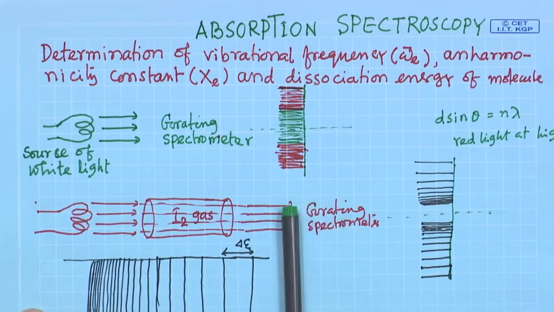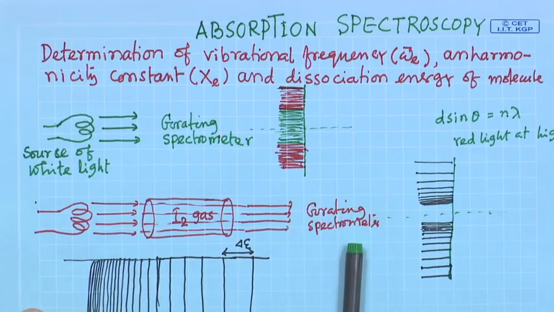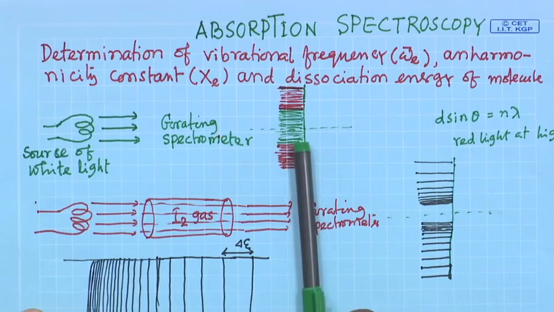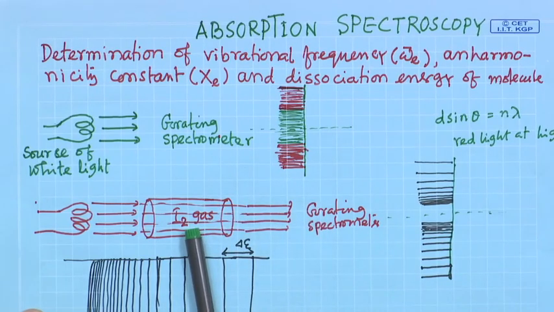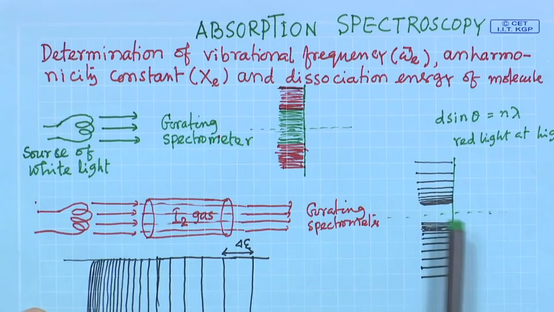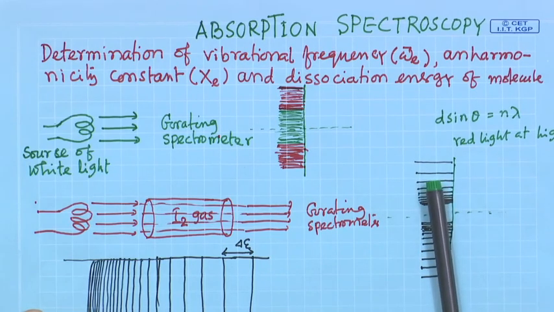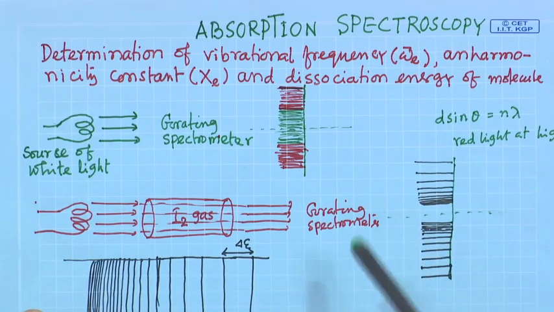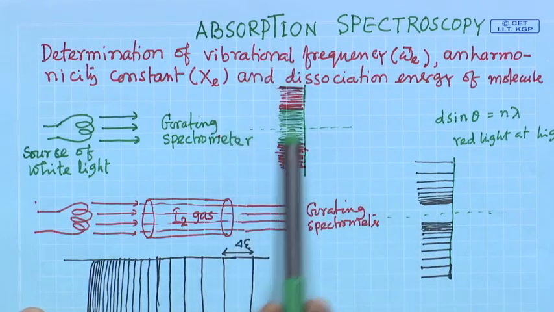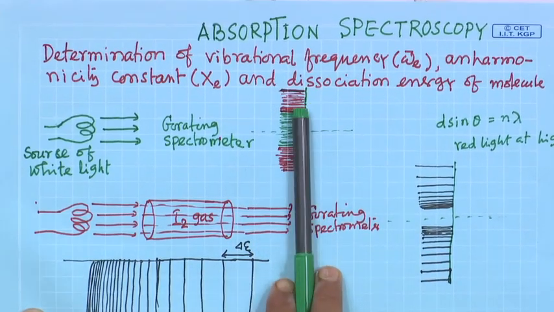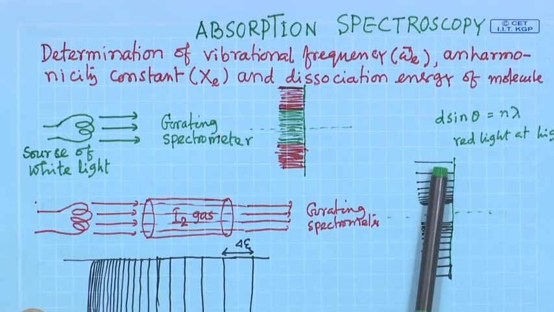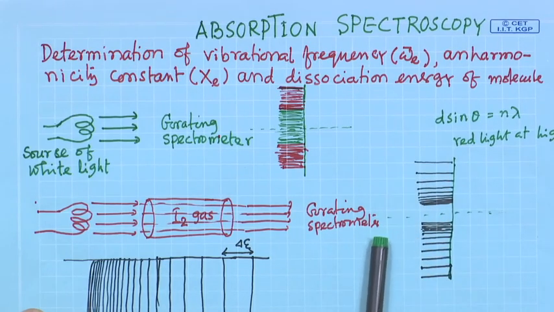Now again this light is analyzed using the grating spectrometer. Now what we will see? Without gas this type of distribution of the color was observed. Now if you put gas, you will get this type of distribution of the black lines. So you will see the black lines in this bright distribution of the colors.